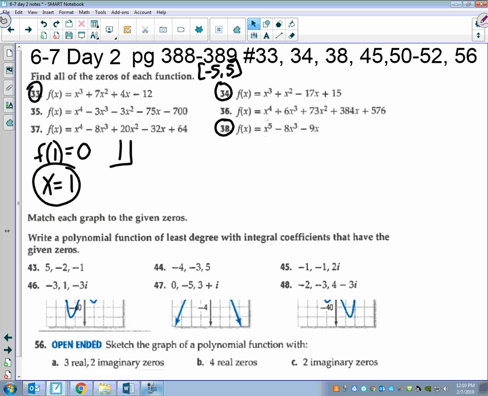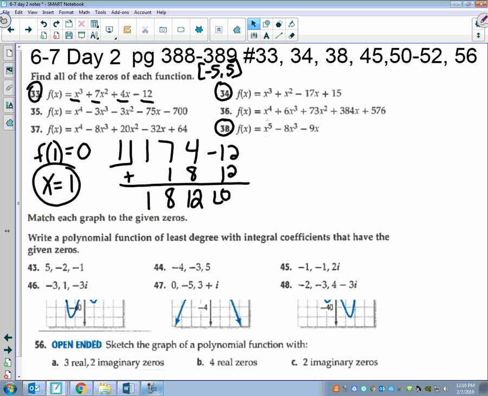And I'm going to bring down these coefficients: 1, 7, 4, and negative 12. I'm going to bring down the number, multiply, and put it in the next spot. I'm going to add, multiply up by 1, add, and I already know it should equal 0. And then look what we have left. Since this is x to the third, I have x squared plus 8x plus 12.